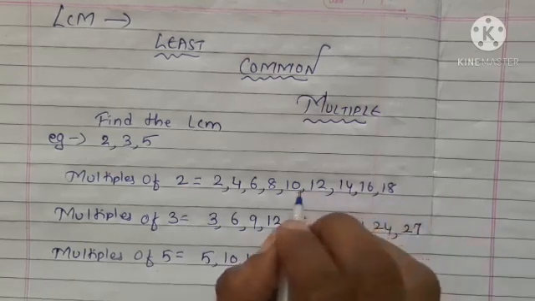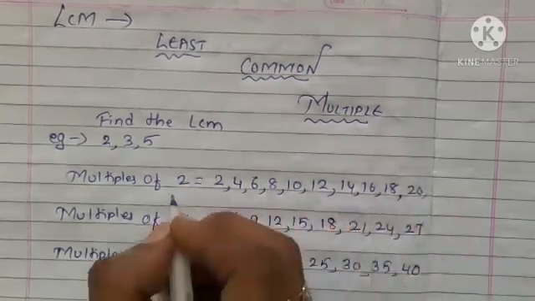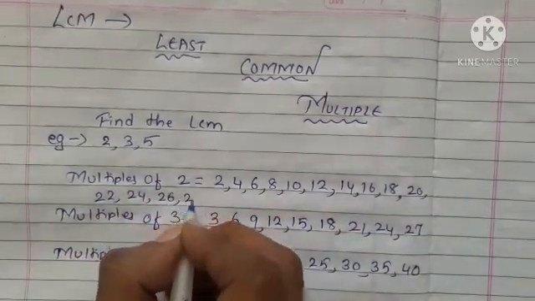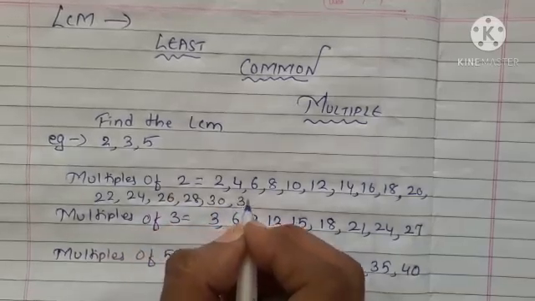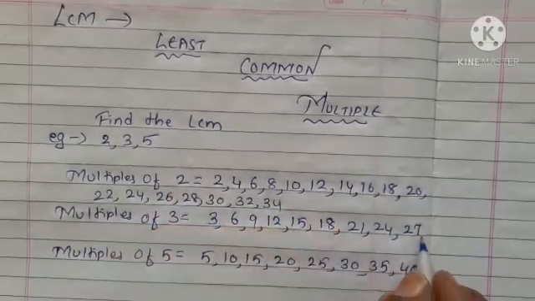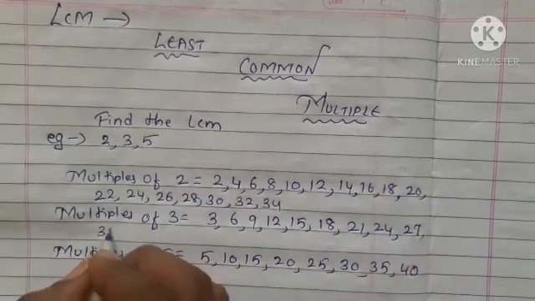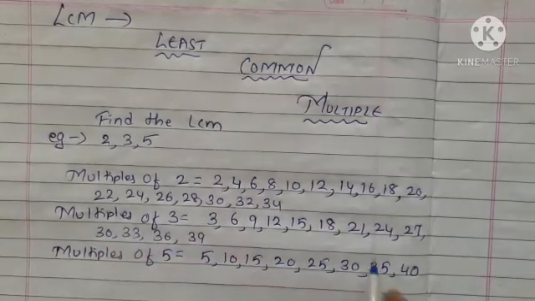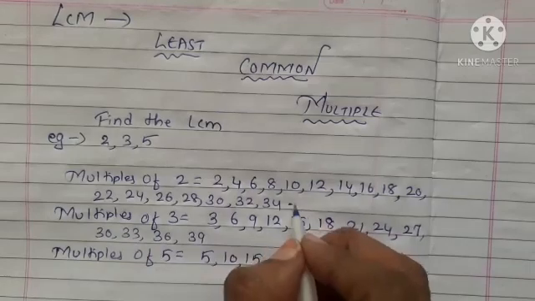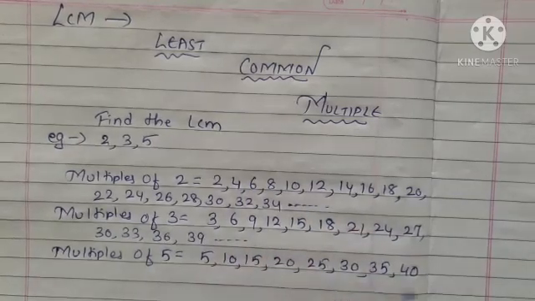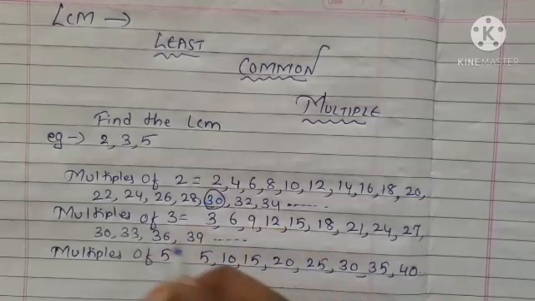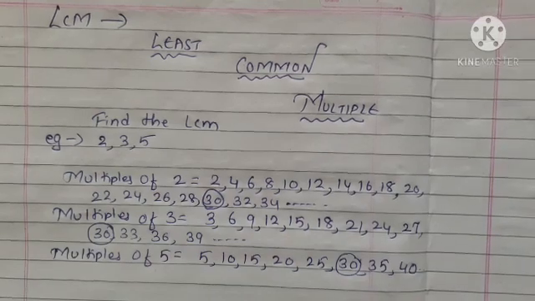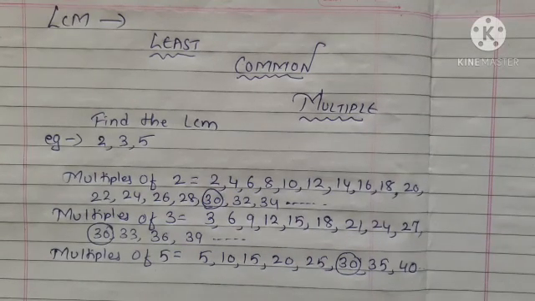Multiples of 2. Now after 18, 20, 22, 24, 26, 28, 30, 32, 34. Now here after 27, 30, 33, 36, 39. Now see, here we got the common multiple here. Now no need to write further the tables. So here you can see 30, 30 and 30 is the multiple which comes in all the 3 numbers.